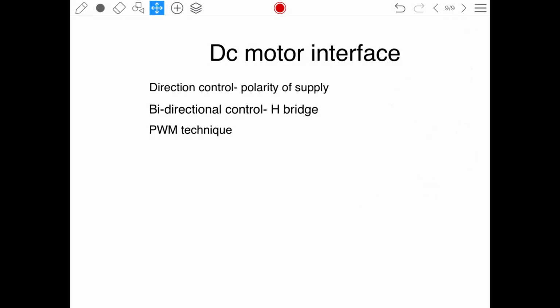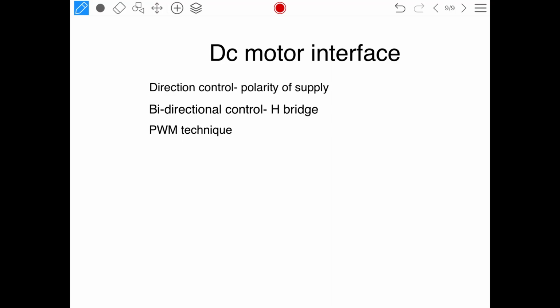Hello all, welcome to the video on 8051 interfacing. In this particular video, we will be concentrating on interfacing a DC motor to 8051. Here, the DC motor is used to act as an output device.